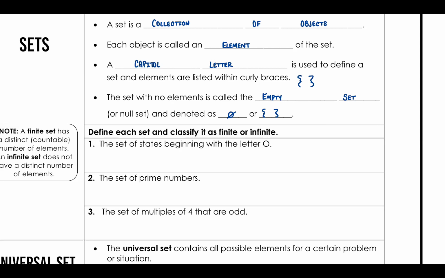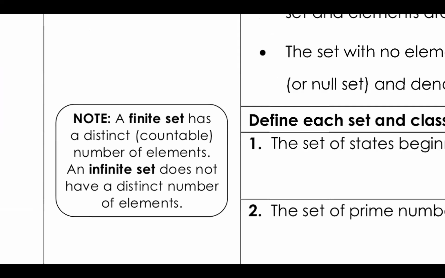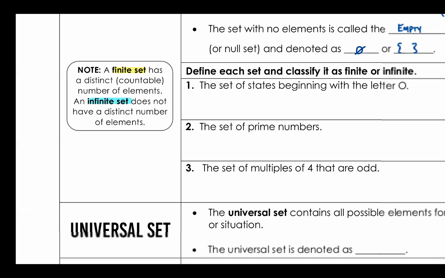So let's go ahead and practice some sets. Now, if we look to the left here on our note sheet, we've got this little note. A finite set has a distinct and countable number of elements. So that's a finite set, distinct and countable, whereas an infinite set does not have a distinct number. So when we do these sets, we're going to determine whether or not they are finite or infinite.